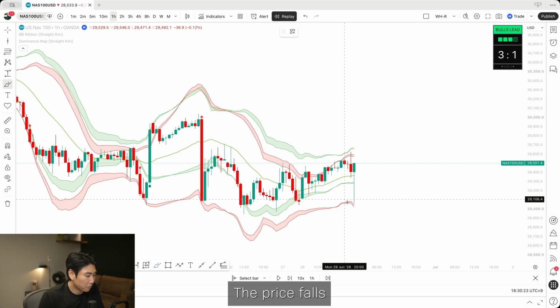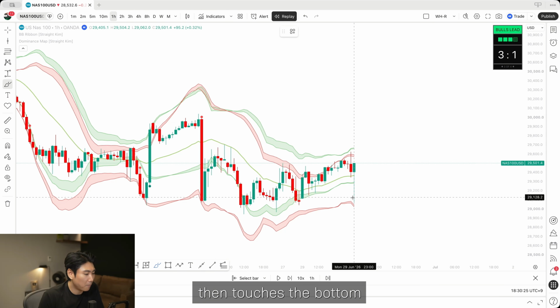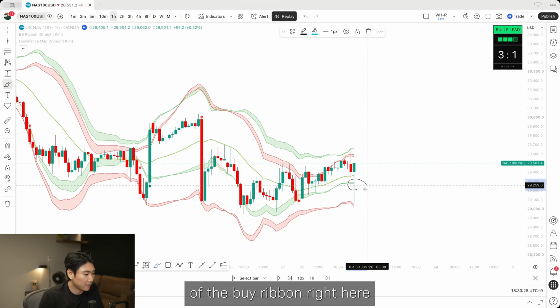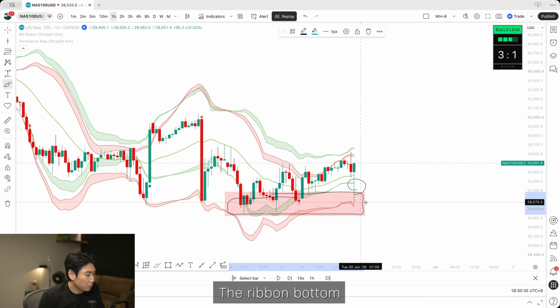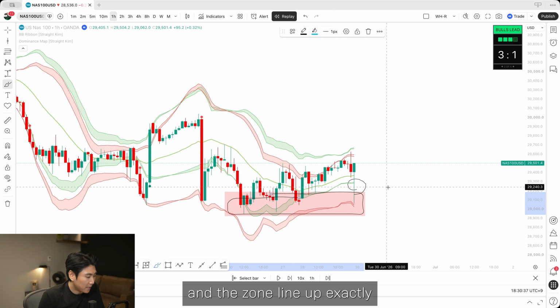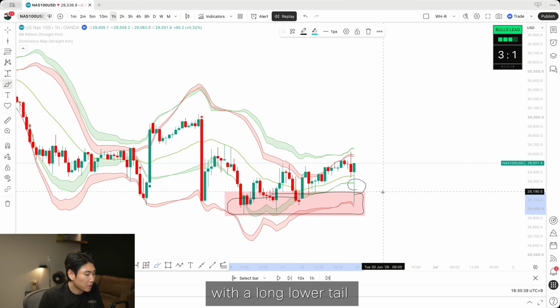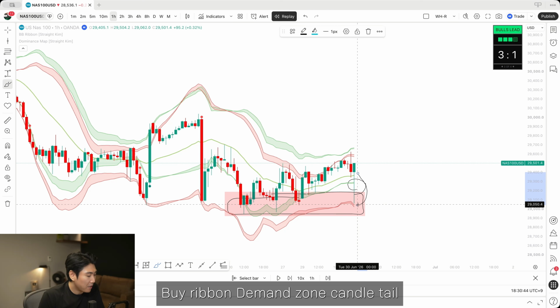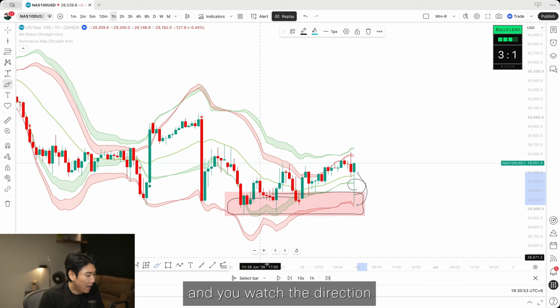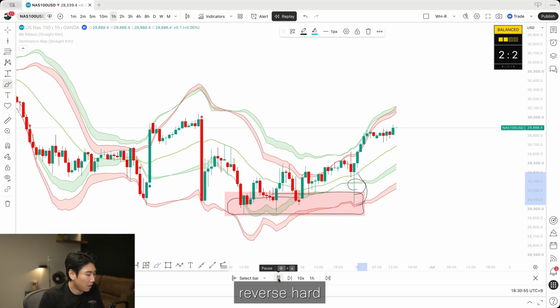Look at this chart. The price falls, then touches the bottom of the buy ribbon right here. And this is a demand zone. The ribbon bottom and the zone line up exactly. The candle closes with a long lower tail. Buy ribbon, demand zone, candle tail. Take the buy where these three overlap and you watch the direction reverse hard.